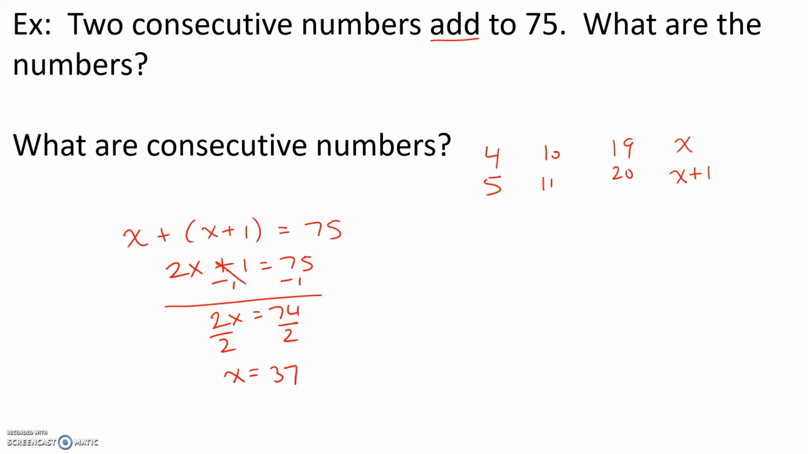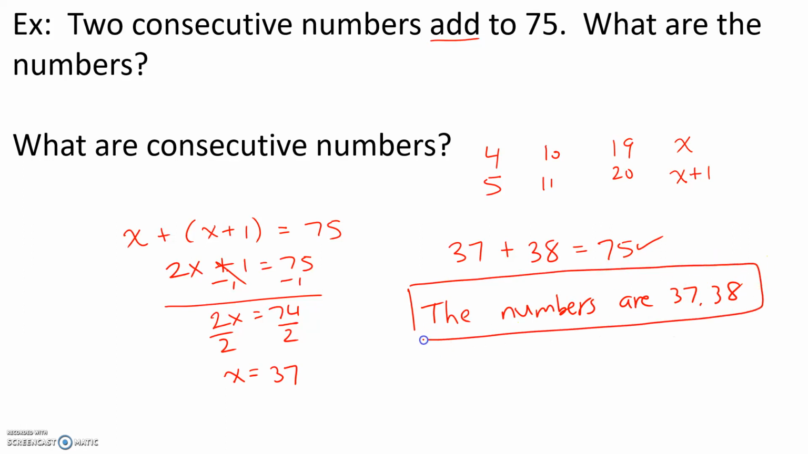Now, let's check to see if this is correct. If the first number is 37, the number consecutive to it will be 38. And 37 plus 38 is in fact equal to 75, which means we did this correctly. So the numbers are 37 and 38. Always answer the question.